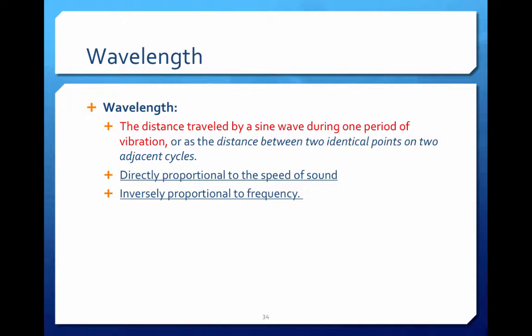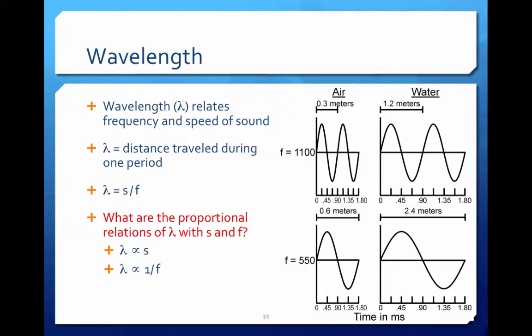So the wavelength is the distance traveled by a sine wave during one period of vibration. It's directly proportional to the speed of sound and inversely proportional to the frequency. The wavelength relates to the frequency and the speed of sound. It's the distance traveled in one period. Wavelength equals speed of sound divided by frequency.